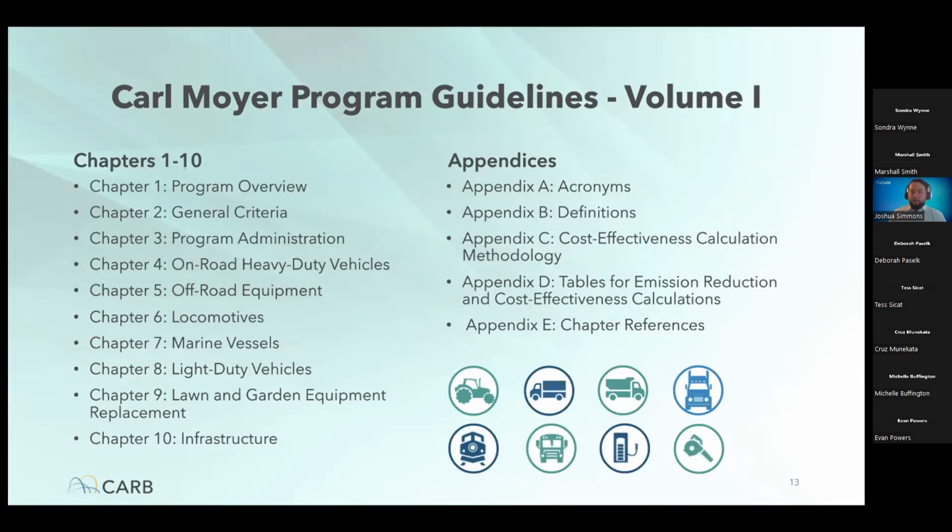Throughout the process, CARB staff and air districts will be working closely together with public input to identify the areas for updates for each chapter in an organized and collaborative manner. Next slide.